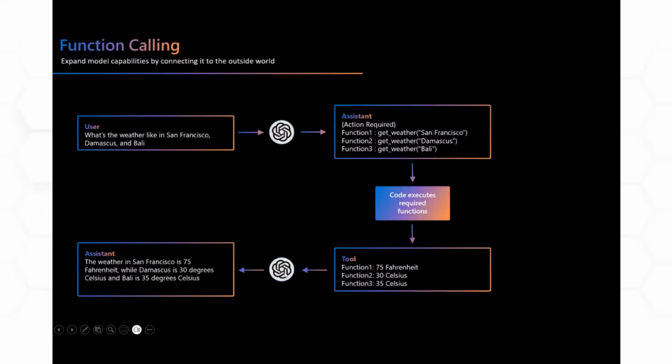You give that to the model again, and the model comes back with another assistant response, this time actually responding with the answer, saying the weather in San Francisco is 75 Fahrenheit, while Damascus is 30 degrees Celsius, and Bali is 35 degrees Celsius.